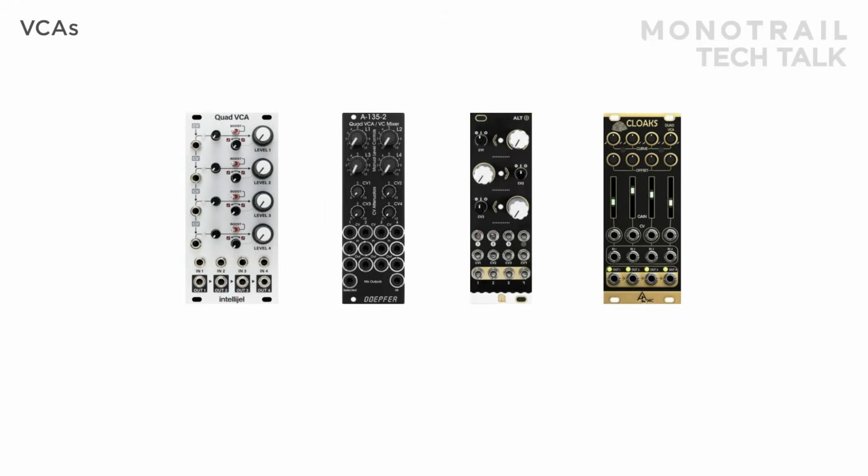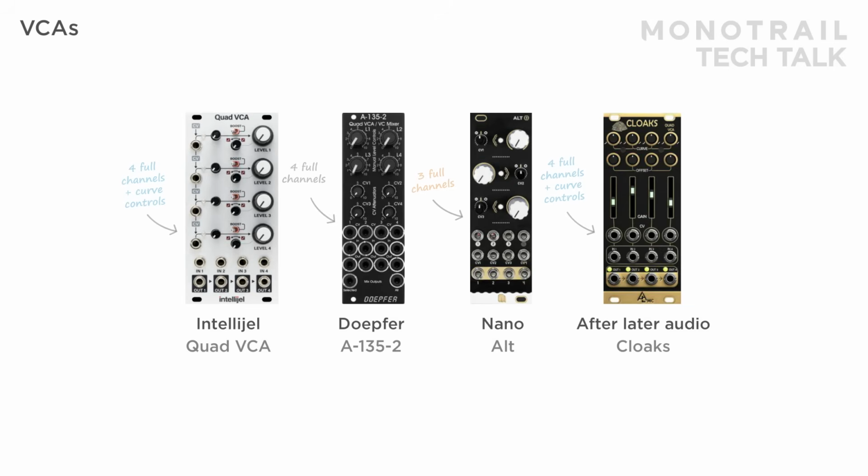Here are a few quad VCA examples. These all have a couple of the same very important features in common. First off, each individual VCA needs 2 controls. That means 8 controls on a quad VCA. 1 to manually open and close the VCA and 1 to attenuate the CV signal coming in.